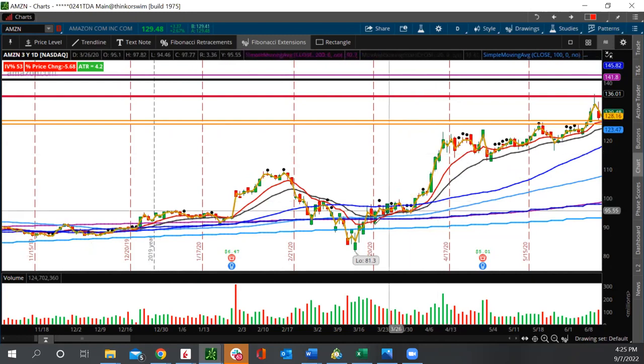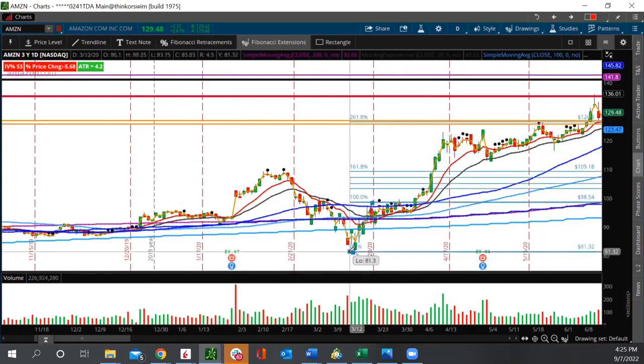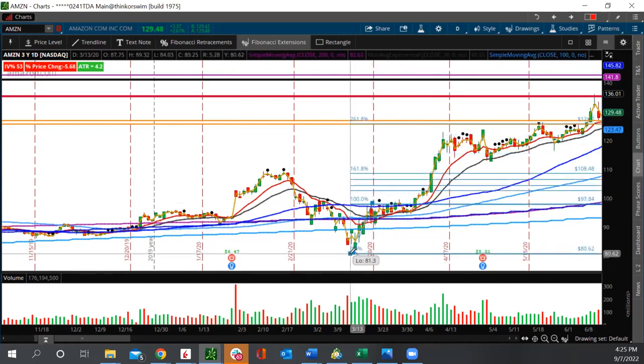This is back in 2020. I threw these on here, and these lines where price is currently holding align perfectly with that 261.8 level when I threw on the Fibonacci extensions, trying to figure out where price can go here. Oh, there we go. It must have been that level right there.